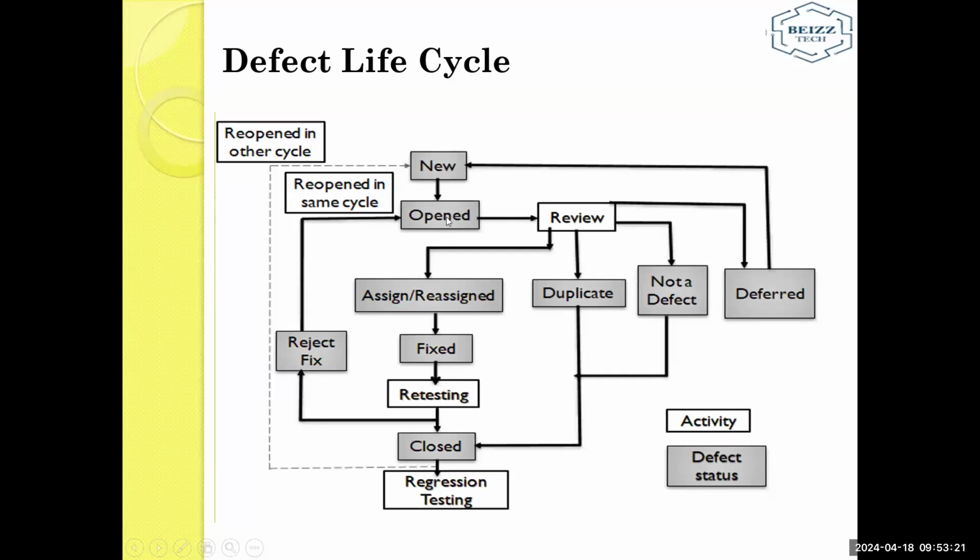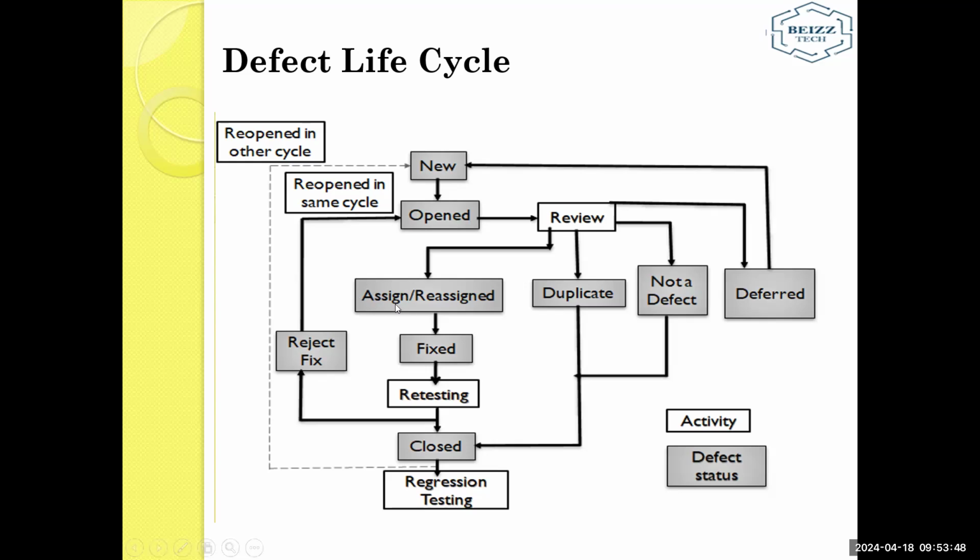After that, it gets opened by the higher authority. Now the review happens by the developer. If it is really reported by some other tester, the developer makes it a duplicate and they will close the cycle. If it is really not a defect, they will again close the cycle. If the defect is valid, but it is a part of the next release, in that case, they will make it deferred.